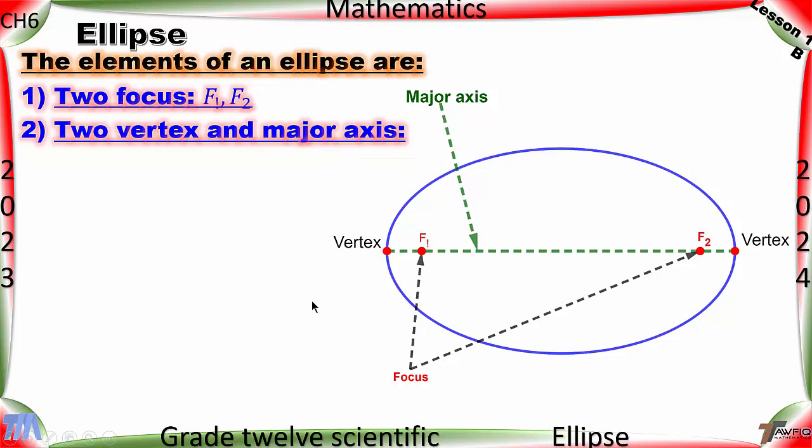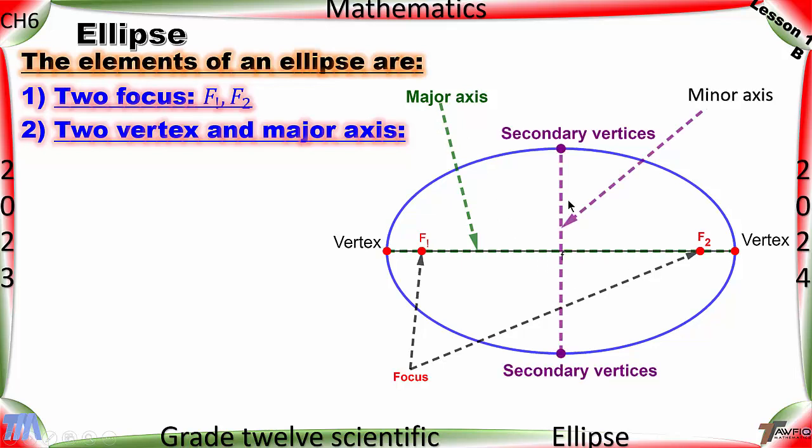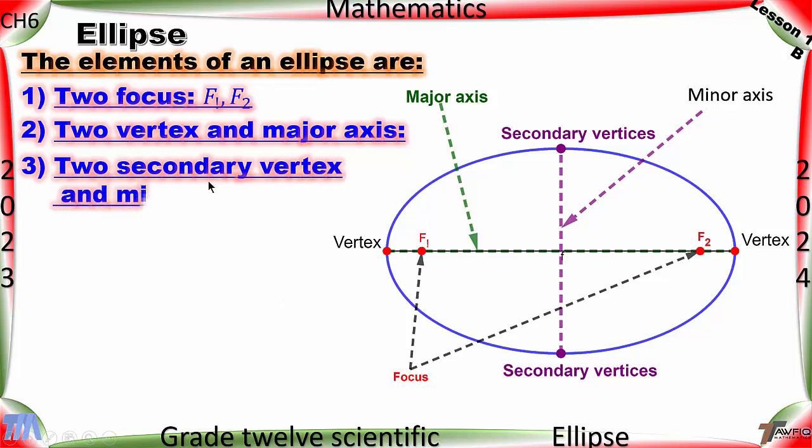And the segment which is drawn at the middle of the major axis is called the minor axis, and it cuts the ellipse at 2 points called secondary vertices. Then we have two secondary vertices and a minor axis. And the intersection of the major axis and the minor axis at a point, this point is called the center. Then we have a center.